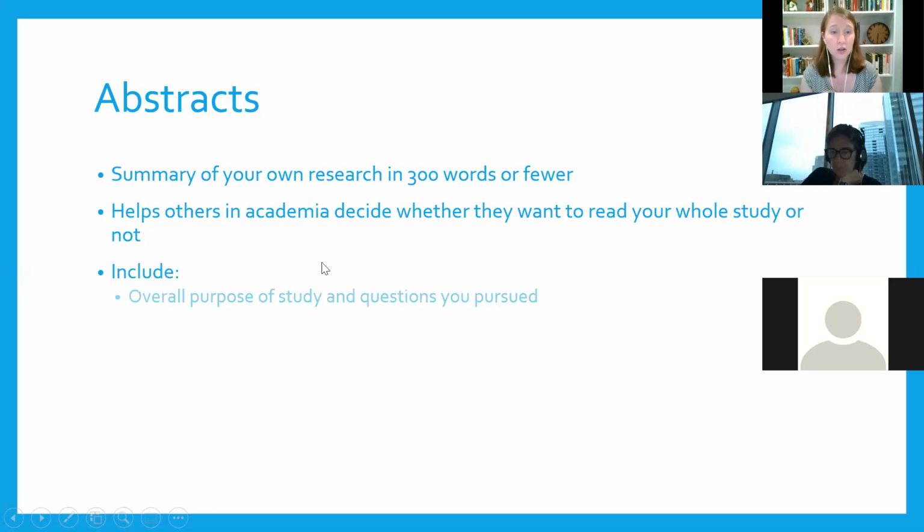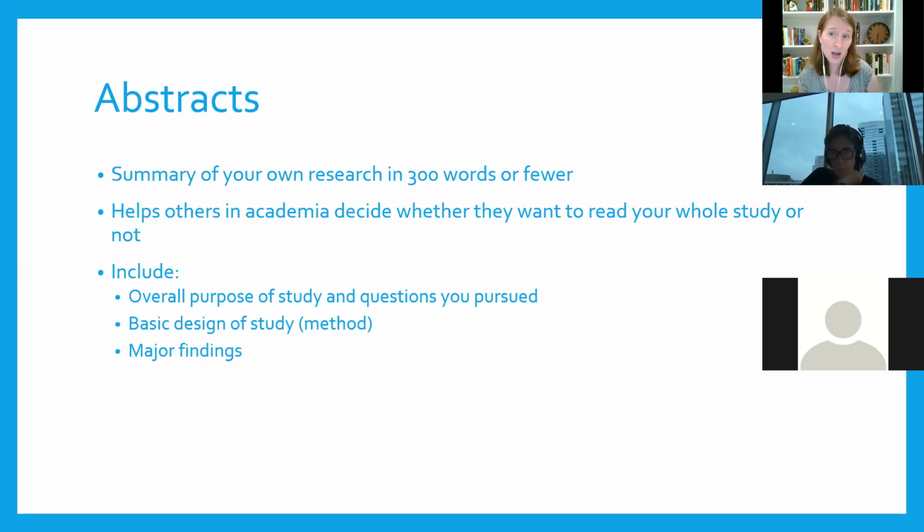An abstract typically includes the overall purpose of the study and the questions you pursued. It will also include the basic design of the study, the methodology of your study, and any of your major findings. So we do kind of put our spoiler alerts in the abstracts. We do kind of spoil the end. And you might possibly also include your interpretations of those findings and the conclusions of them. And we'll talk about these inclusions in a little bit. But generally, it is exactly the summary of your entire work.